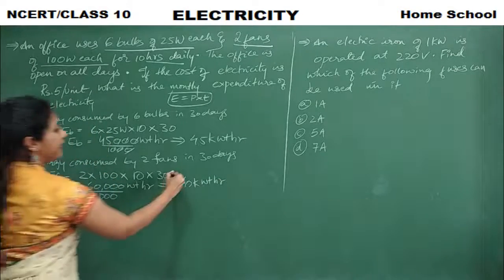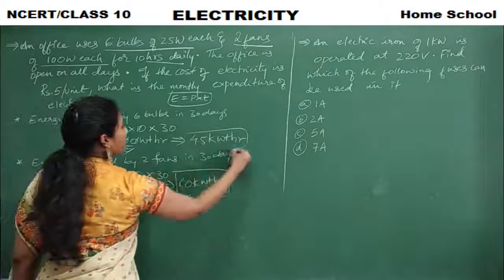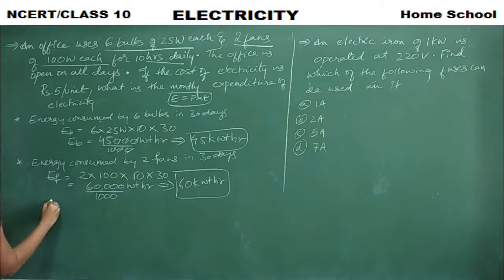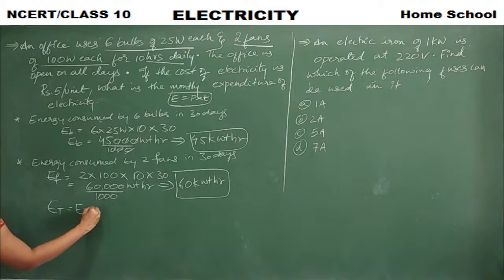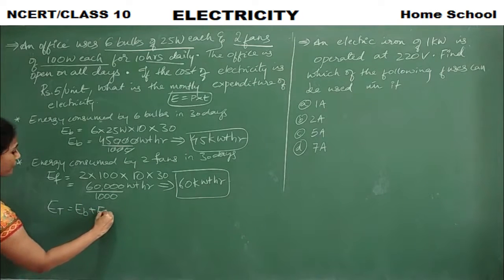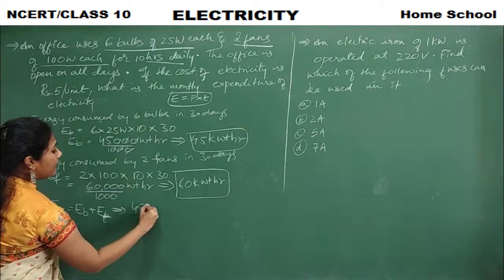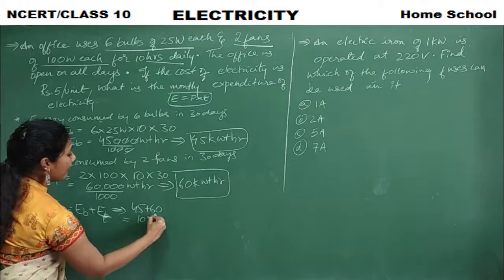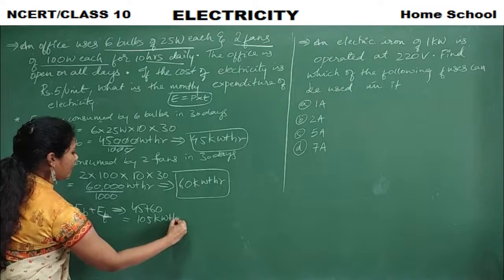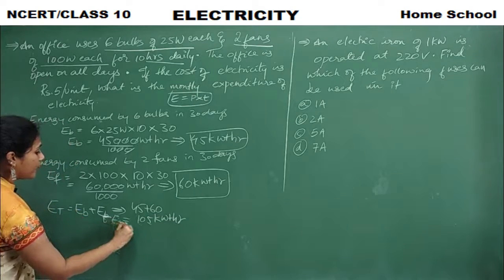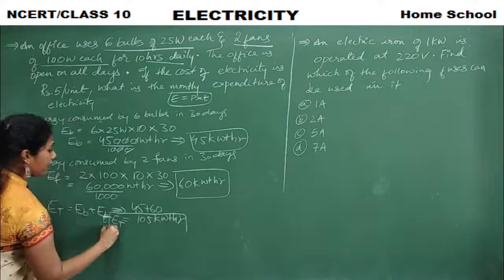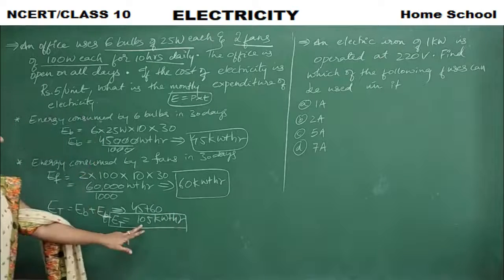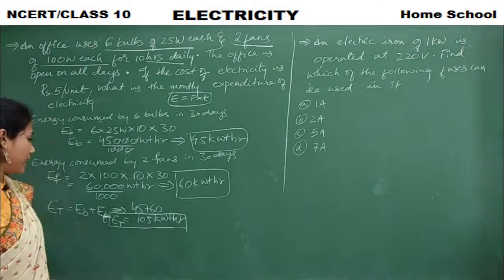So what is the total energy? Add these two. E total, total energy, is energy consumed by bulb plus energy consumed by fan. Yes or no? So you would be getting 45 plus 60, which is equal to 105 kilowatt hour. So your total energy consumed per month is 105 kilowatt hour.